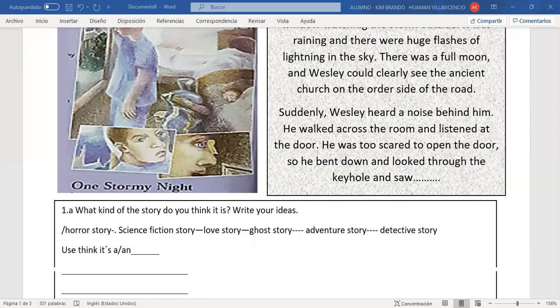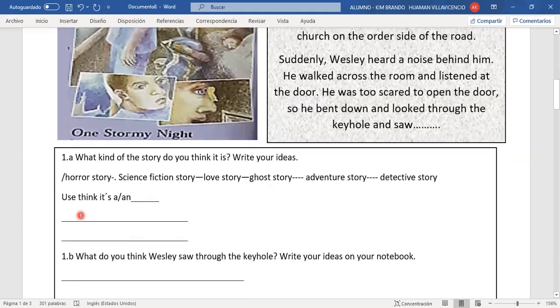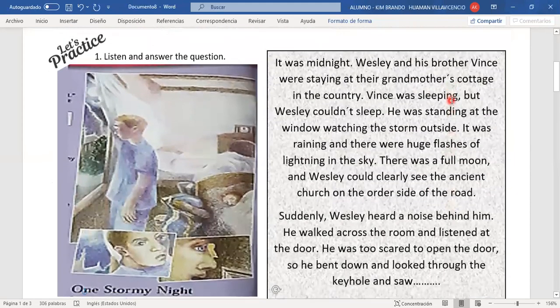In my brain, I think, for example, when we use "I think," I think it's a ghost story. And you, what do you think? You can choose another category. I think horror story, no? Or the adventure story. No, not the adventure story.